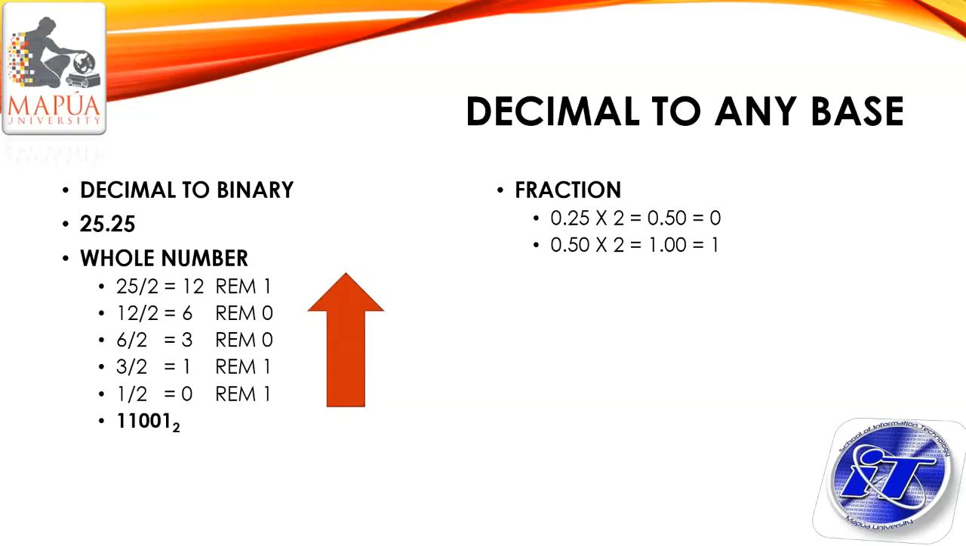So don't forget, radix point first before the first digit of the fraction. So 0.01 base 2. Okay? And then to get the final answer, just append the two answers. So we have 11001.01 as our final answer.